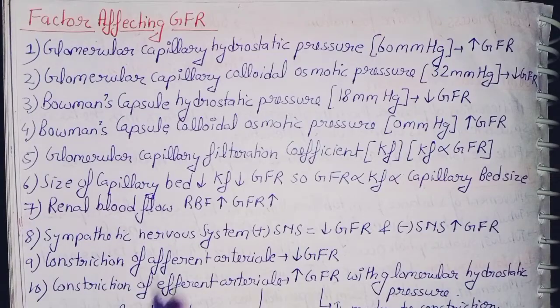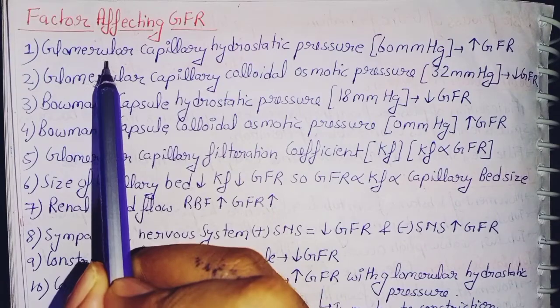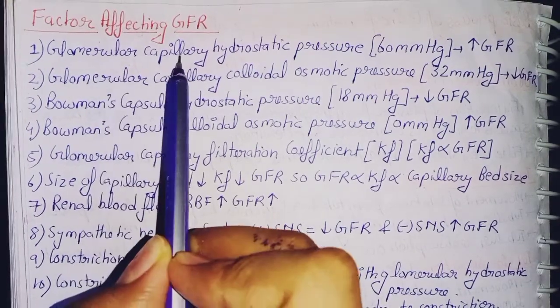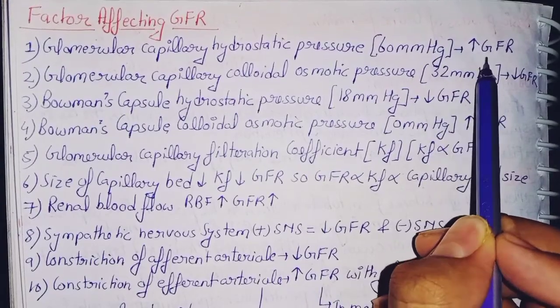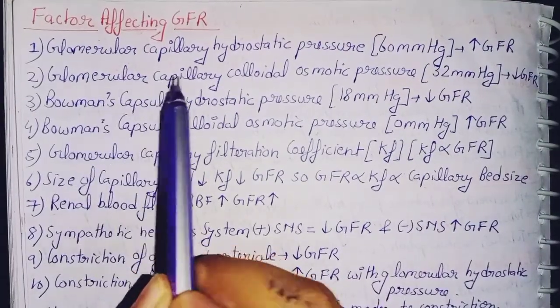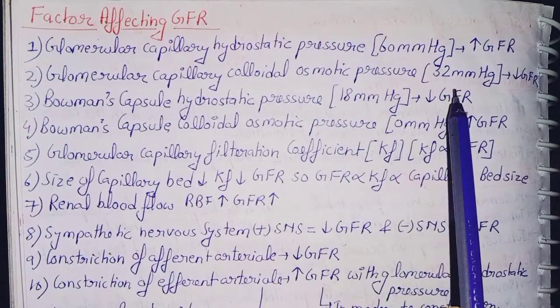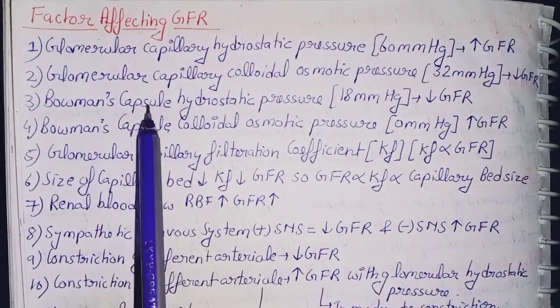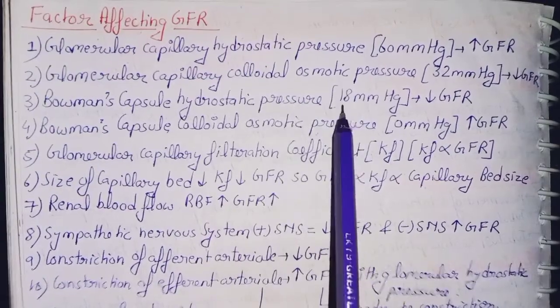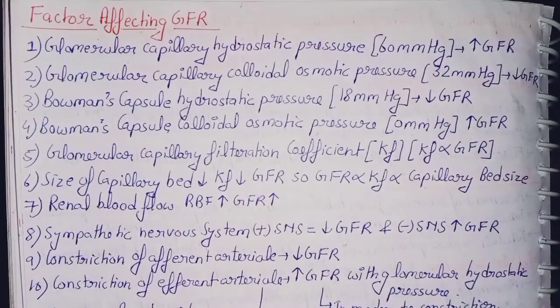So what are the factors affecting GFR? The factors affecting GFR are glomerular capillary hydrostatic pressure. It is 60 millimeter mercury, that will increase the GFR. Glomerular capillary colloidal osmotic pressure, it is 32 millimeter mercury, and it will decrease the GFR. Bowman's capsule hydrostatic pressure, it is 18 millimeter mercury, it will decrease the GFR.